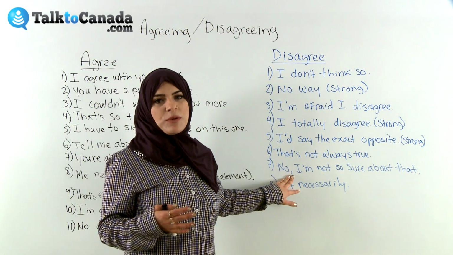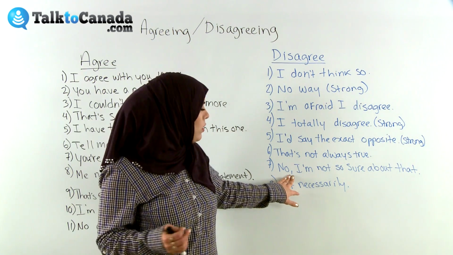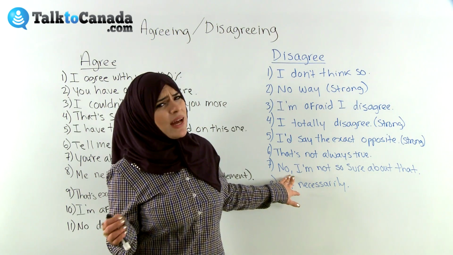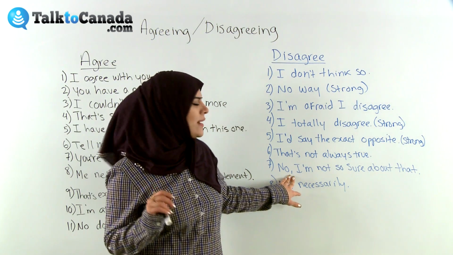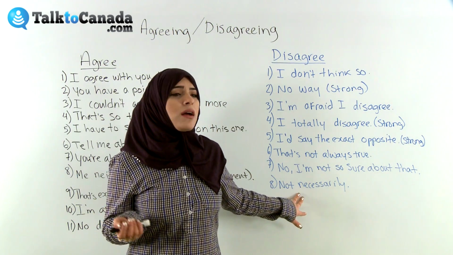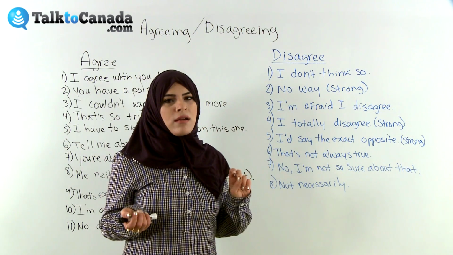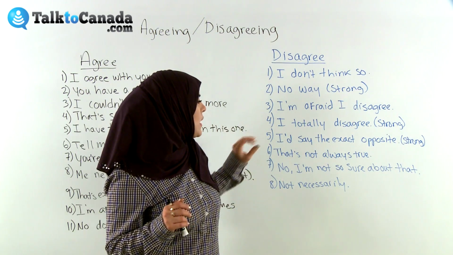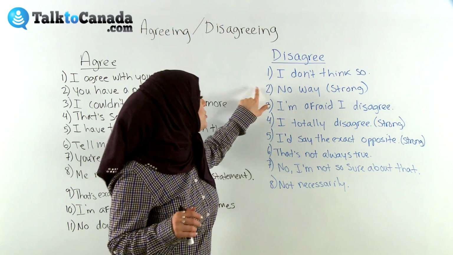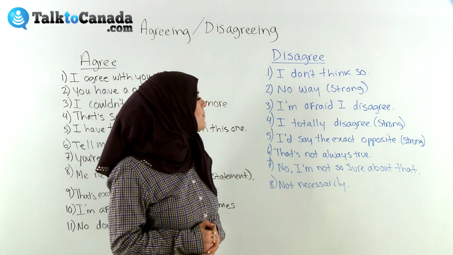Another way to express that you disagree with someone, but it's not very strong, you could say, no, I'm not so sure about that. I don't think you're right there. And then finally, not necessarily. So these three ways of disagreeing are a little weaker. Okay, hang on. Two, four, and five are really strong ways to say I disagree.